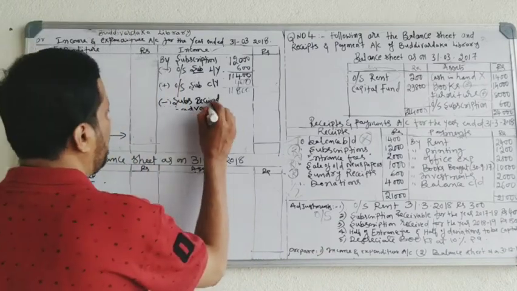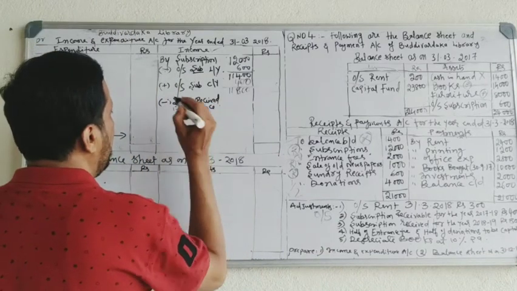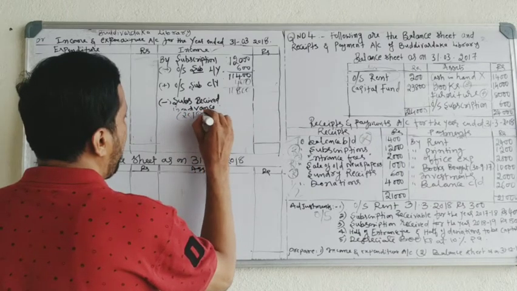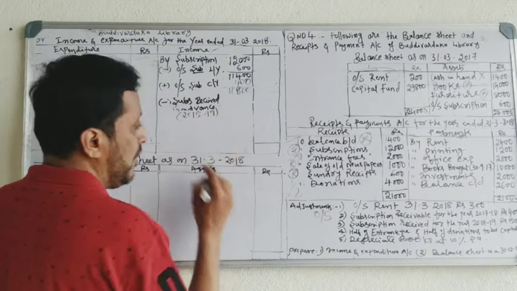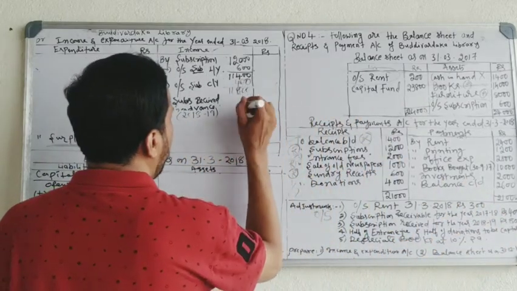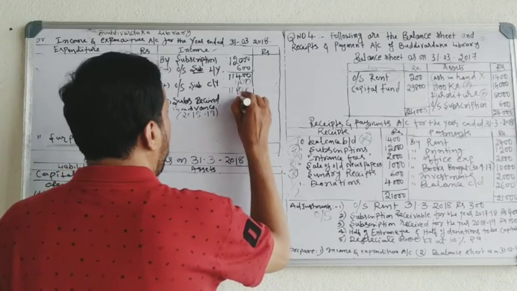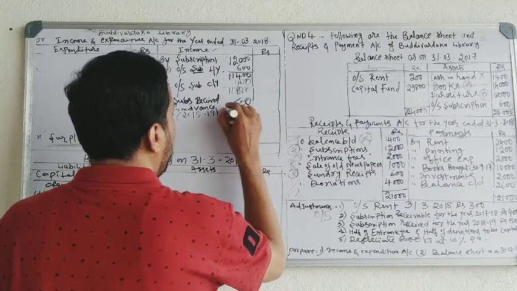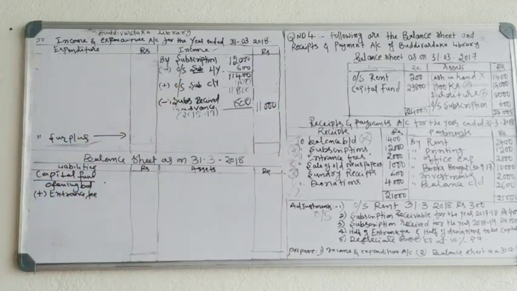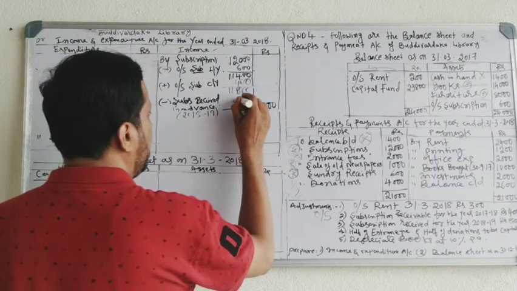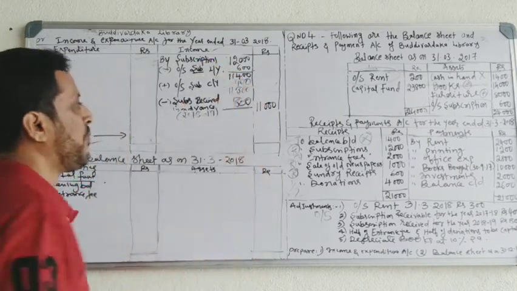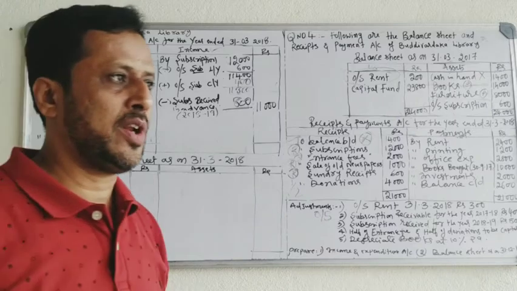So less subscription received in advance of 2018-19. How much subscription received in advance? 800 rupees less. Total is 11,000. So total income is 11,000. Okay, so subscription is over.